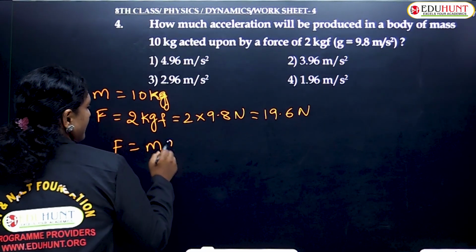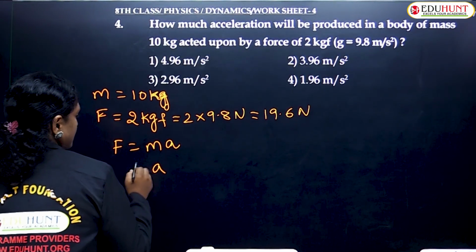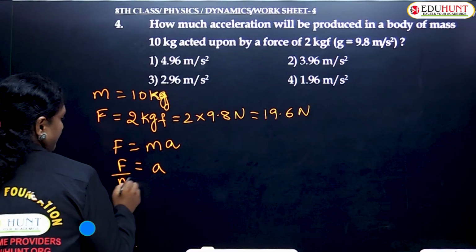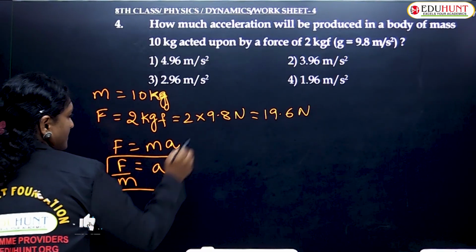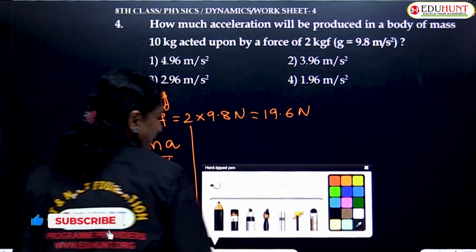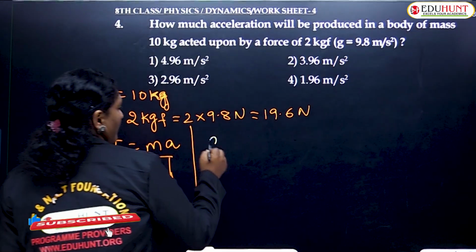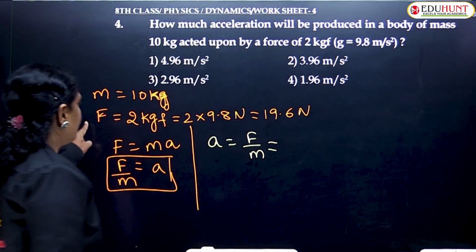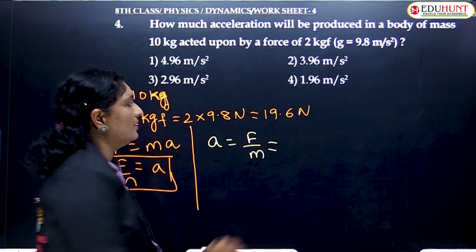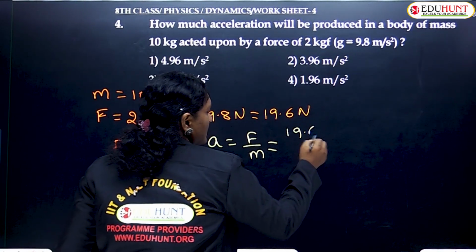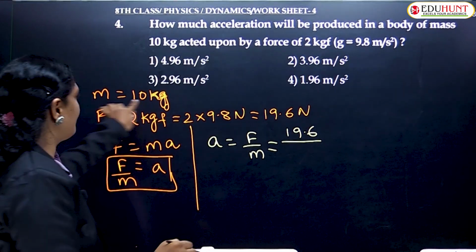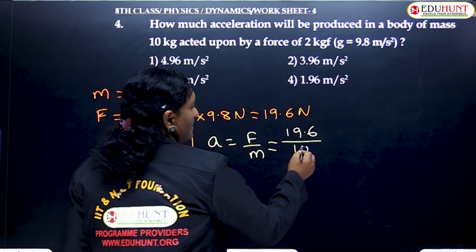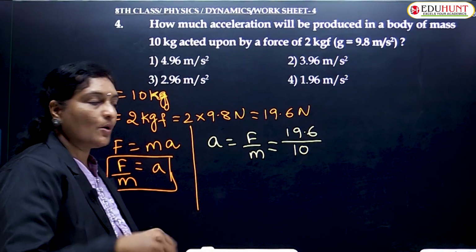So we know the formula: F is equal to ma, or a is equal to F by m. What is the formula, children? a is equal to F by m. F, what is the value of F? 19.6. What is the value of m? 10. So 19.6 upon 10, how much?